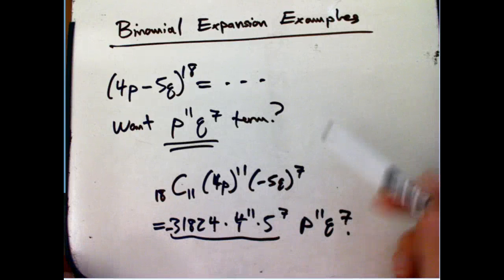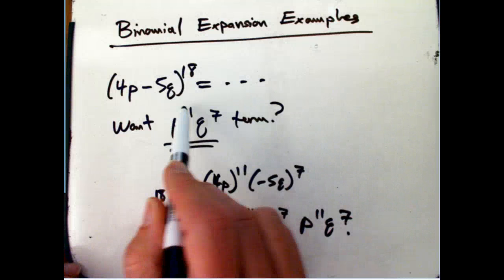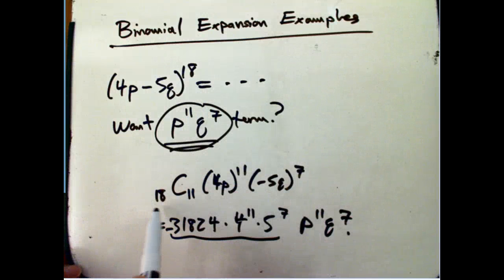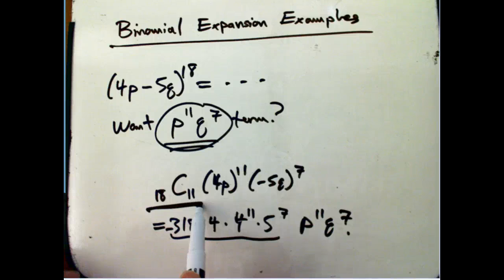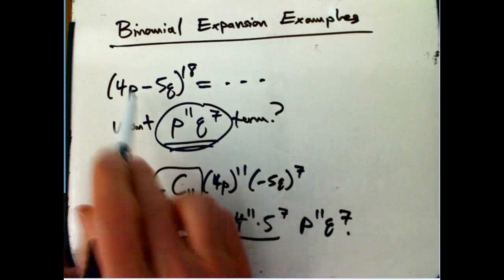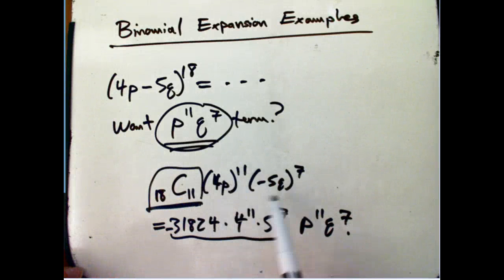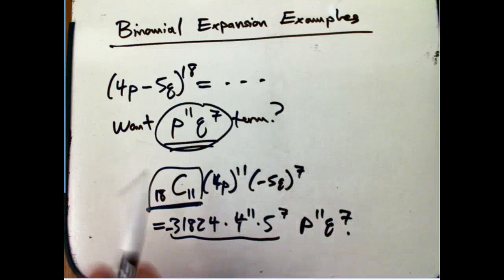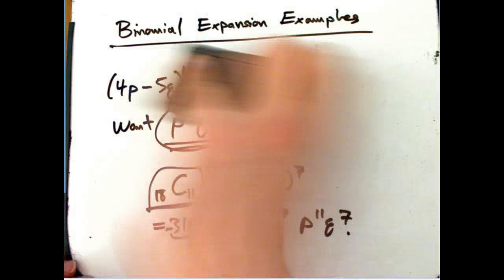So that's another example where we just want a specific term, and we just go right to the particular term that's going on with that. The binomial coefficient times whatever that first thing is to the appropriate power times whatever the second thing is to the appropriate power to match what we want. One more example real quick.